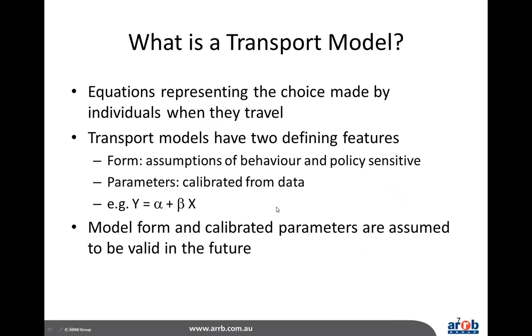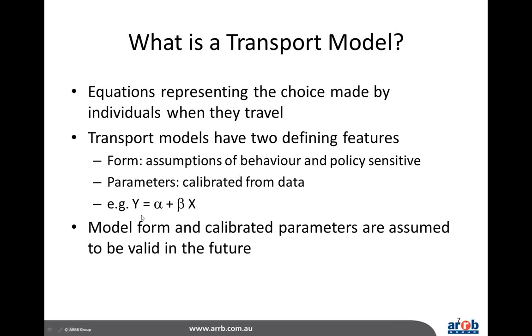So essentially, what is a transport model? A transport model is nothing more than equations representing the choice made by individuals when they travel. And as in any equation, there's two components or two attributes of the transport demand model. First one is the form. Say, for example, a linear form. Say y is equal to alpha plus beta times x.